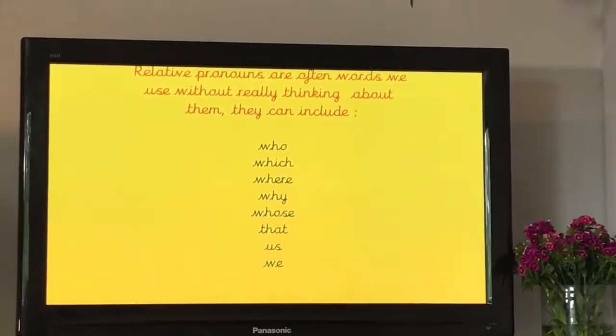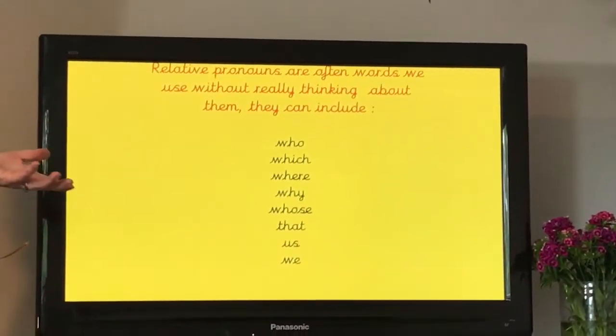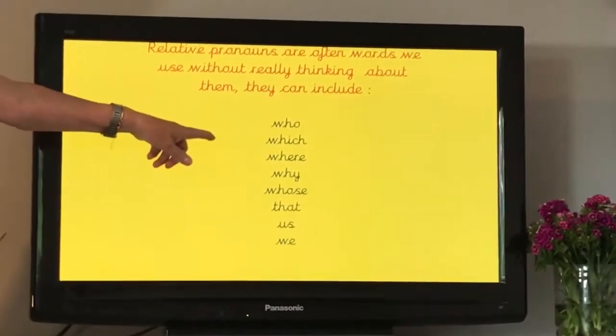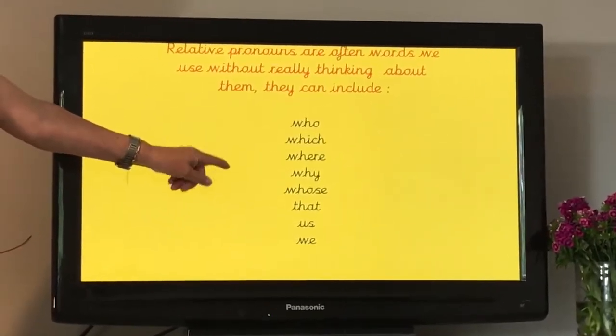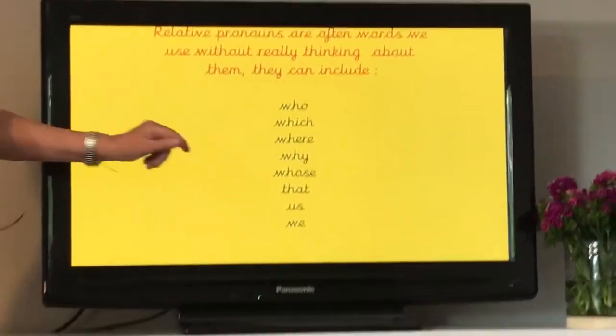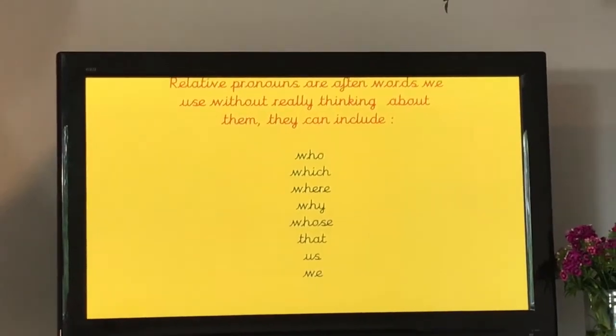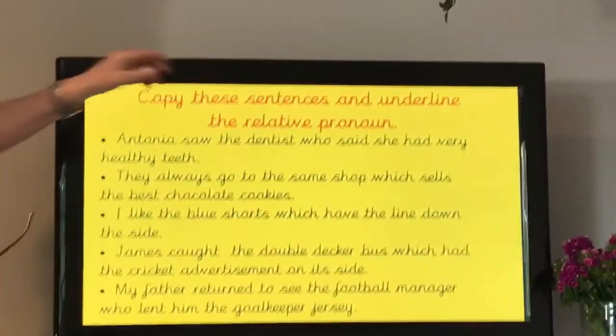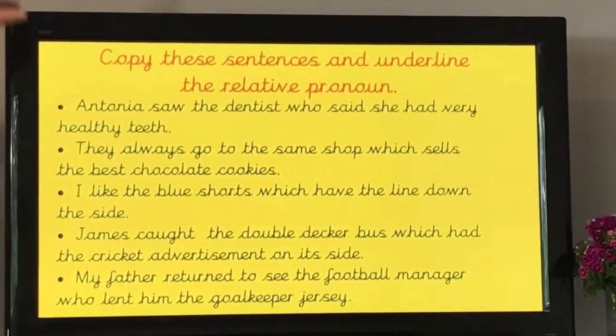Relative pronouns are often words we use without really thinking about them. They can include who, which, where, why, whose, that, us, and we. I want you now to copy these sentences and underline the relative pronouns. So this time they're in there.